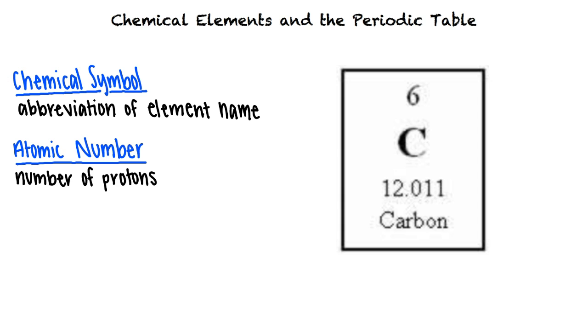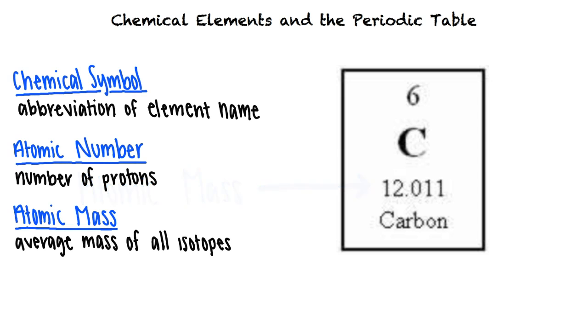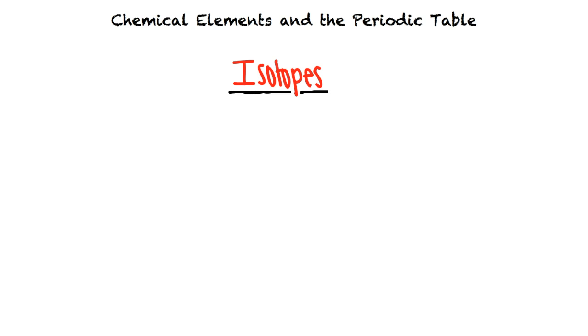Next, the number on the bottom is the element's atomic mass. The atomic mass listed in the periodic table is the average mass of all of the element's isotopes. What is an isotope? Isotopes of an element contain the same number of protons, but a differing number of neutrons.